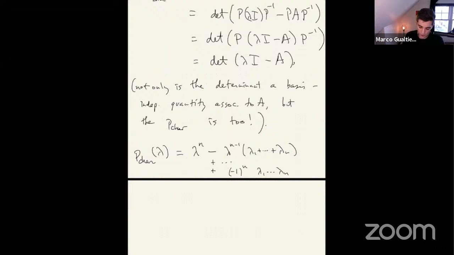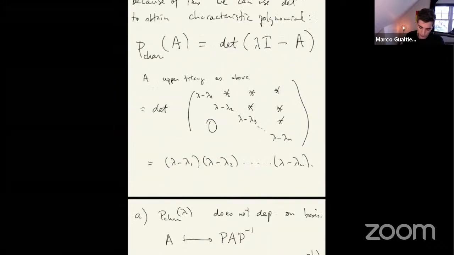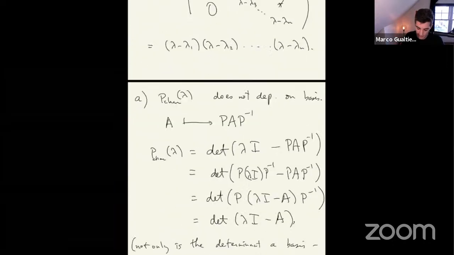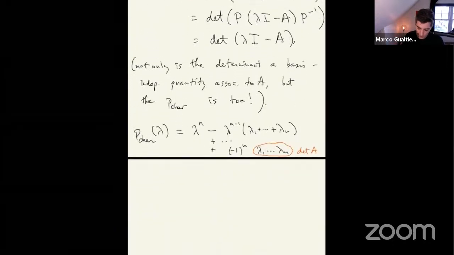So what are these quantities? These are some known quantities. This one here is the determinant of A, because we already computed it up here, right? The determinant is the product of the diagonal elements. And here they occur as the constant term in the characteristic polynomial. And then this term, you saw it in an assignment. This is the trace of A.